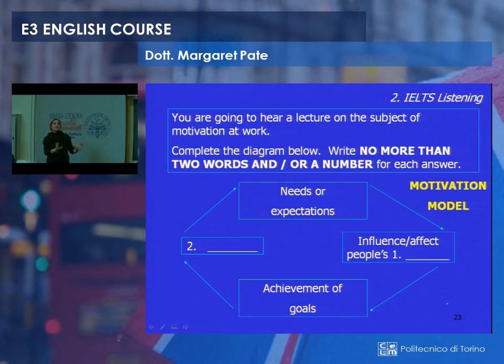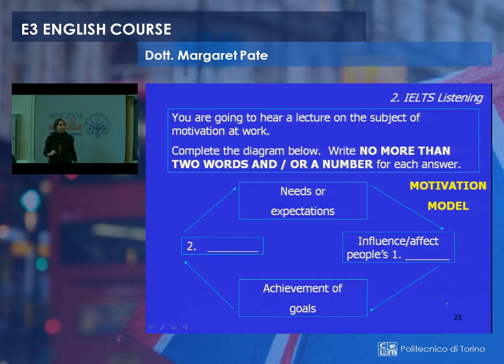All right. You have a diagram. Before that, you have the instructions. So, the first thing you should notice is the introduction. You're going to hear a lecture on the subject of motivation at work. Okay, you'll hear that. And then you should start. Remember, we looked at predicting. Think about the type of words that you might hear connected to a talk about motivation at work. All right? Obviously, you know that you have to complete the diagram, but how do we complete the diagram? With no more than 2 words and or a number.